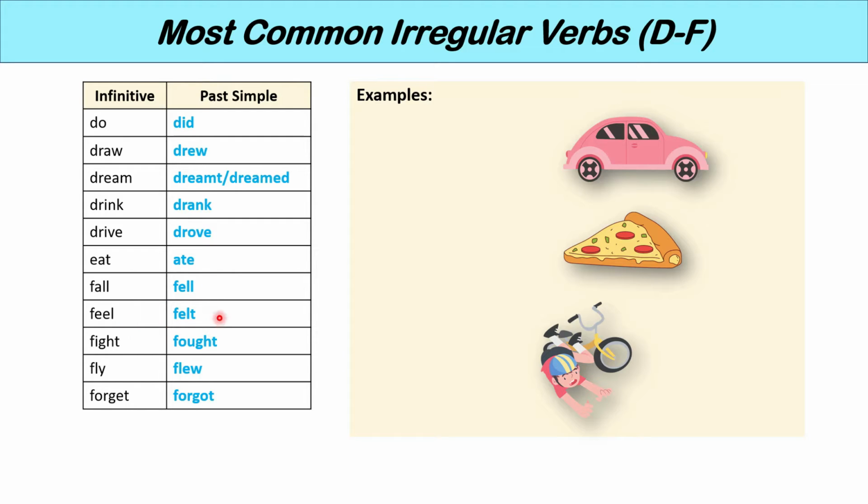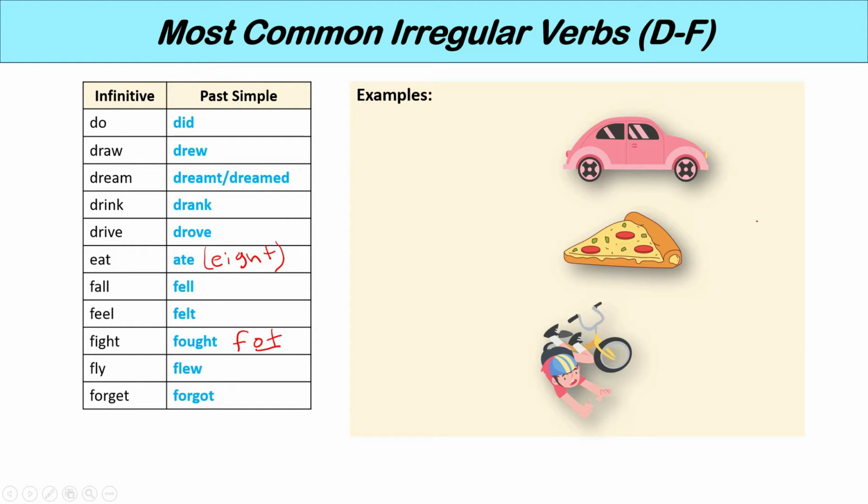Feel, felt. Fight, fought. Fly, flew. Forget, forgot. The word ate is a homophone and is pronounced the same as the number eight. Again, we have another word here, fought, which has that same ot with the short O sound.